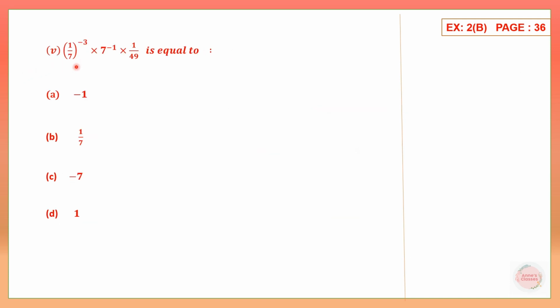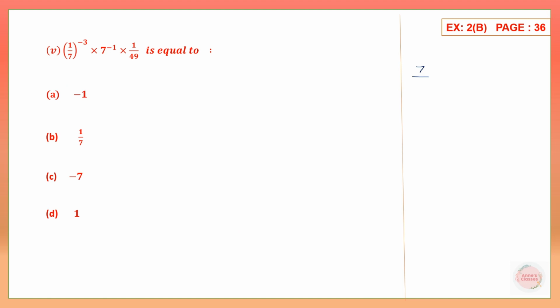Question 5. 1 by 7 raised to the power of minus 3 into 7 raised to the power of minus 1 into 1 by 49 is equal to which one? So let's work that out. Now here 1 by 7 raised to the power of minus 3. To make the power positive, I write the reciprocal. So it becomes 7 by 1 raised to the power of 3.